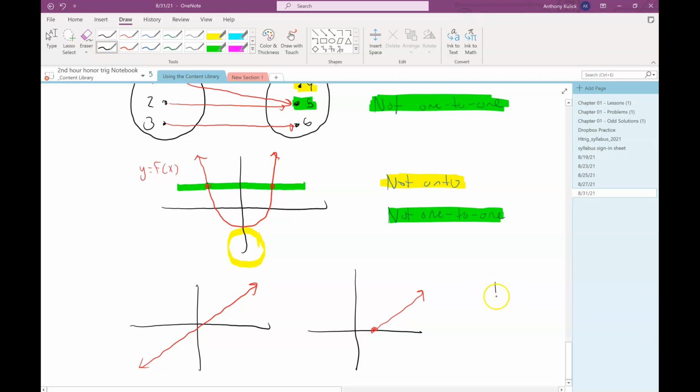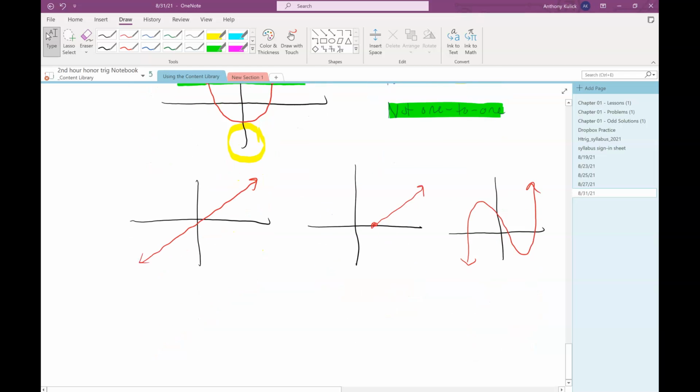Can I have something that's onto but not one-to-one? Sure. How about something like this? All the y coordinates are used, but some of them are used more than once. Does that feel okay? It's a little bit easier once we can start drawing graphs to give you examples of things that are one but not the other.